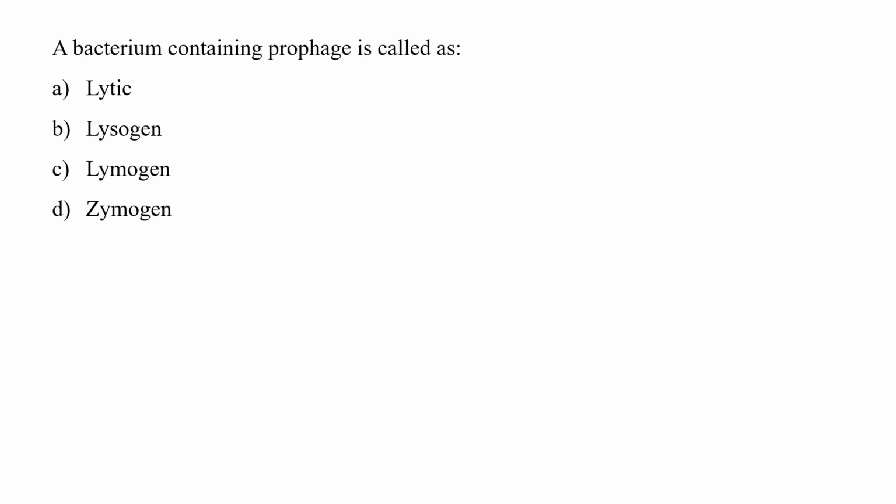The question is, a bacterium containing prophage is called as. So four options are given: A. Lytic, B. Lysogen, C. Limogen, and D. Zymogen. So correct option will be Lysogen. Lysogen is a bacterium that contains prophage. It is a bacterial cell which can produce and transfer the ability to produce a phage. A prophage is nothing but it is integrated into host bacterial chromosomes, and it is a stable plasmid form within the host cell. It reproduces when the host cell reproduces. So the correct option is option number B, lysogen.